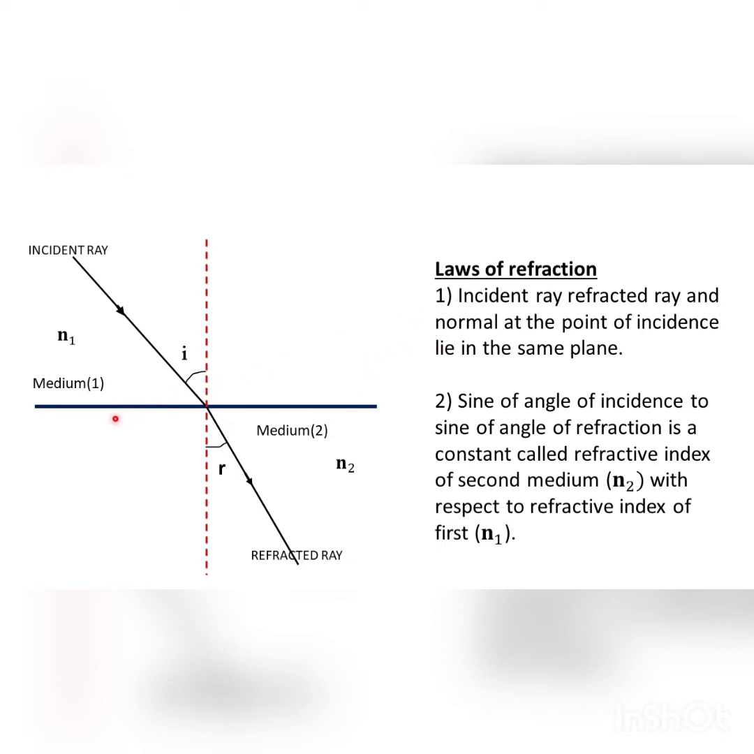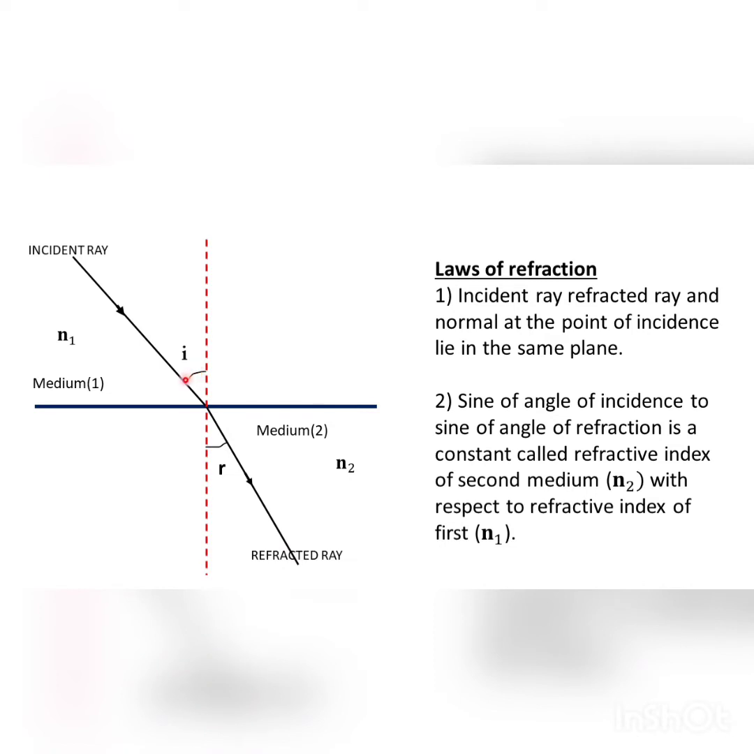Here we have drawn a light ray that is refracting. Here we have the first medium. Here we have the second medium. This is the incident ray. At the surface of separation, it bends. This is the refracted ray.